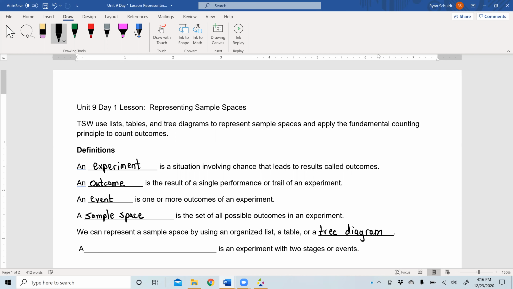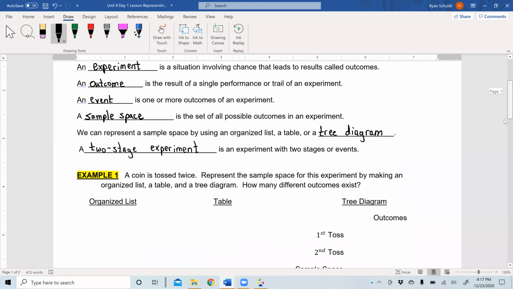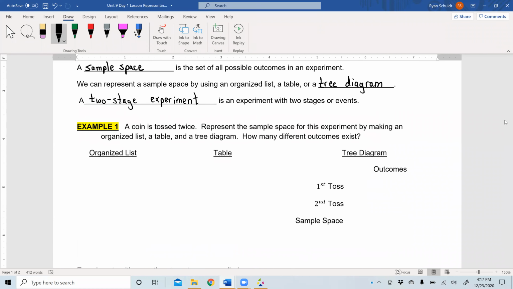So the main experiments that we're going to look at, at least for now, are called two-stage experiments. Hang on, let me get this written, and then I'll talk about them. A two-stage experiment is an experiment with two stages or events. I mean, it's kind of self-explanatory. Two stages or events. So just a one stage, that's just flipping a coin. Okay, well, it can be heads or tails. Done. Two stage would be like flipping two coins.